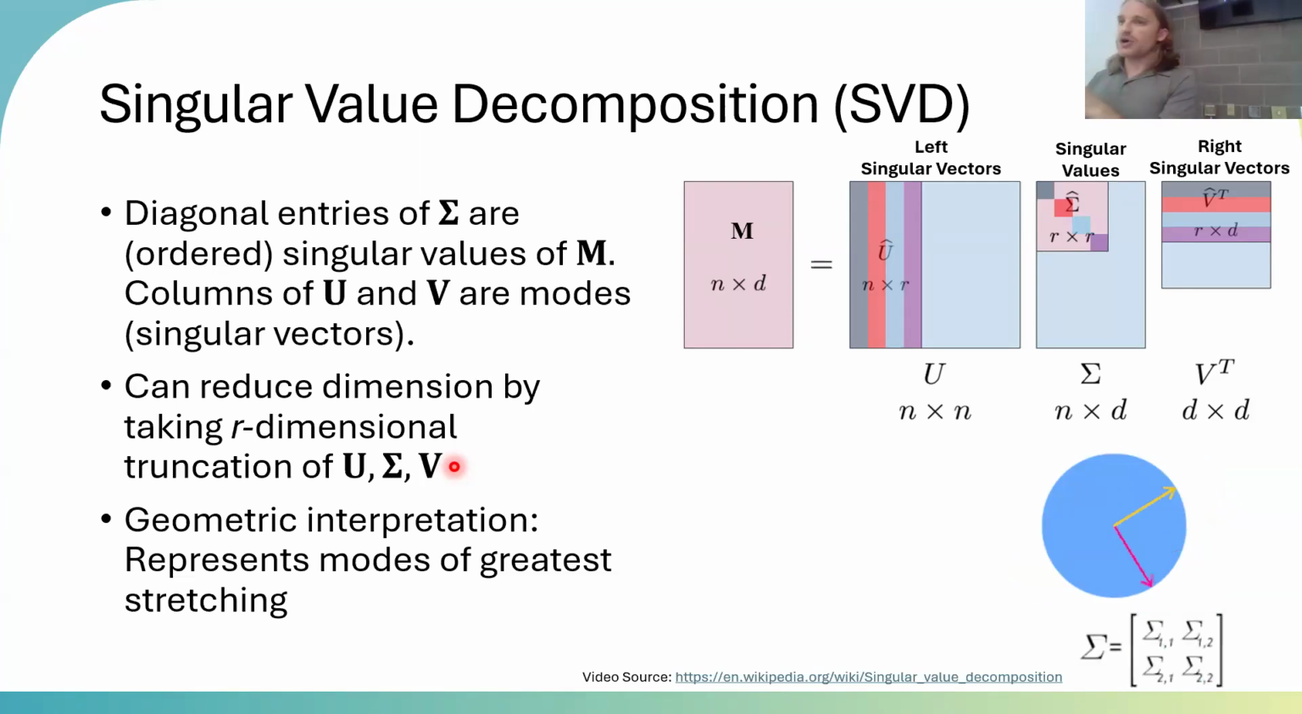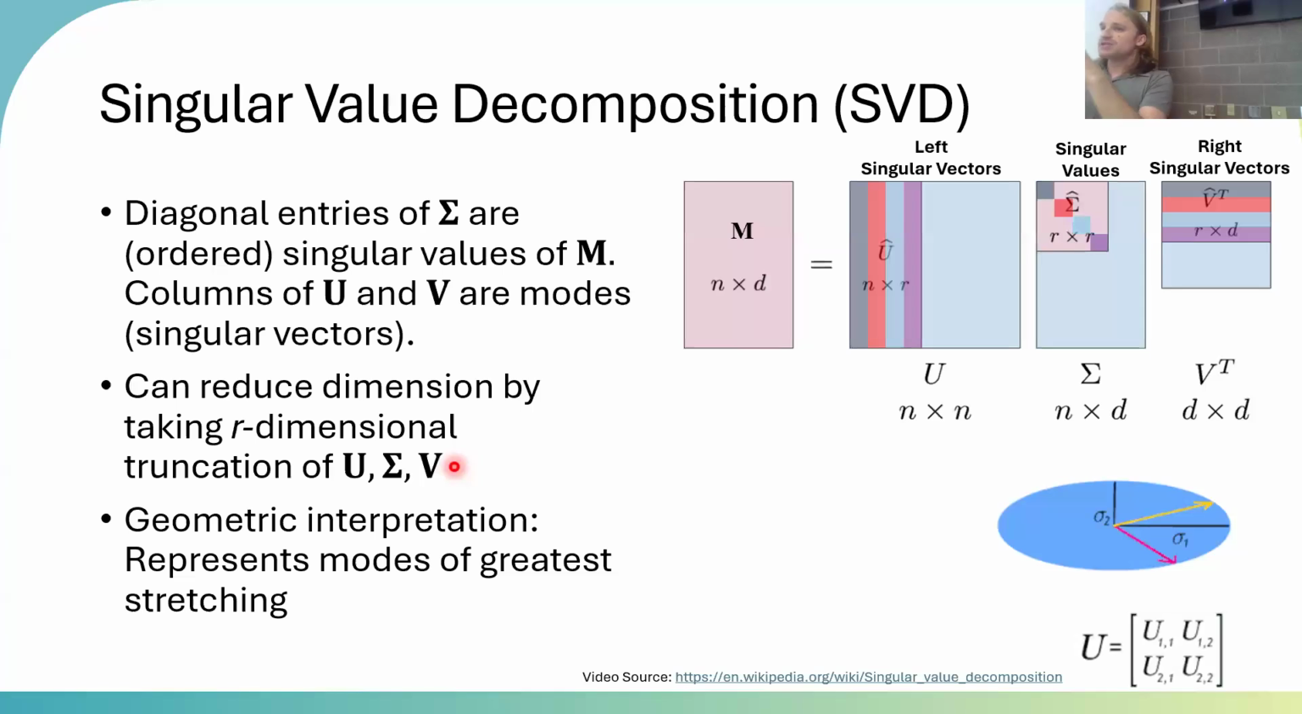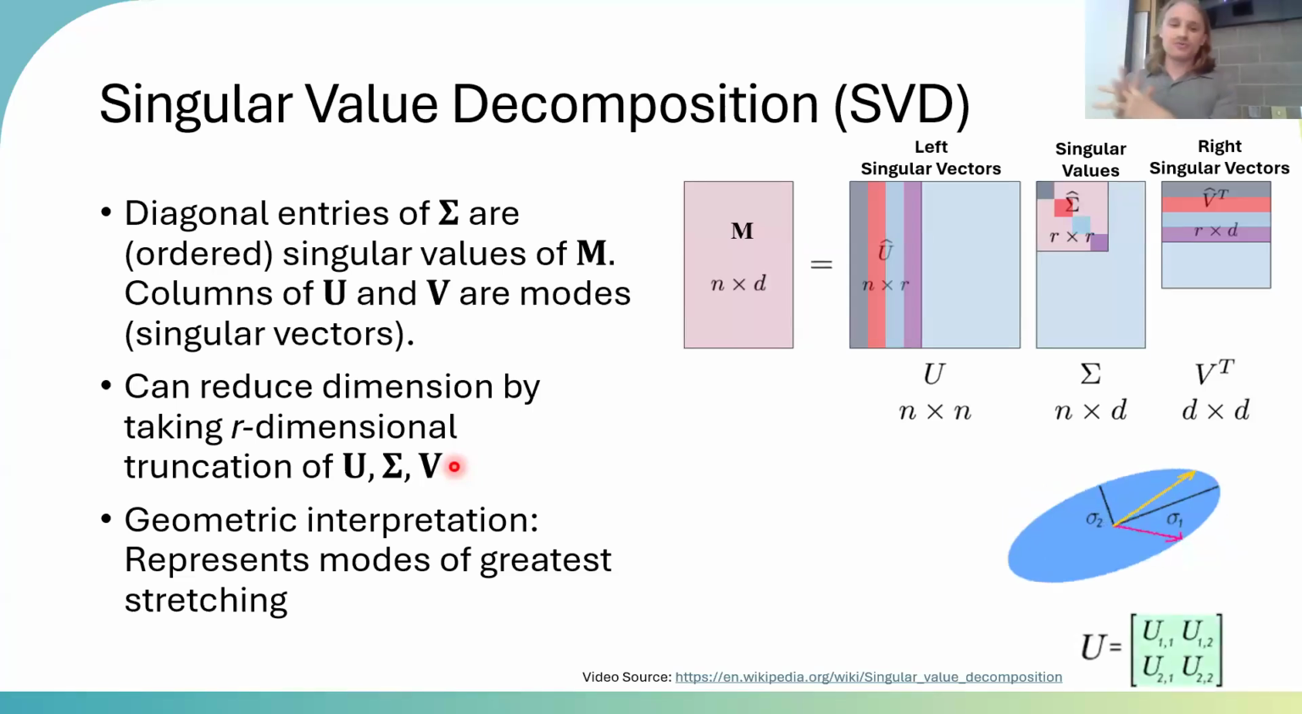Because U and V are orthogonal, because we need these to be orthogonal for this decomposition, that's why we're only getting rotation out of those, and the stretching is coming from the sigma.